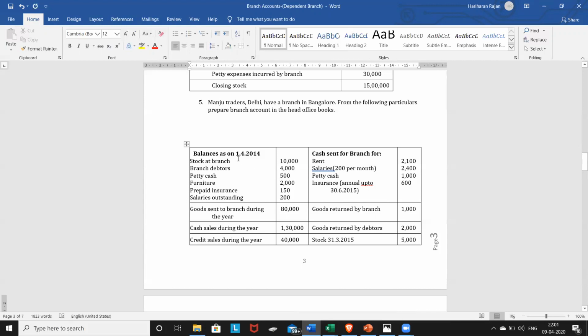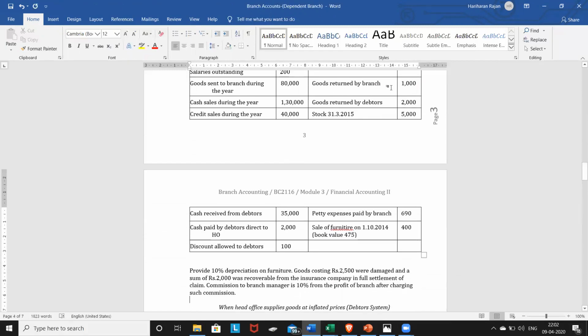If you see, the opening of the books is 1/4/2014. So the closing should be 31st March 2015. But the insurance is paid for up to 3/6/2015. So there is insurance which is going for the next year also being accounted here. So we have to be very careful. We have to make a note on this, an adjustment on this.